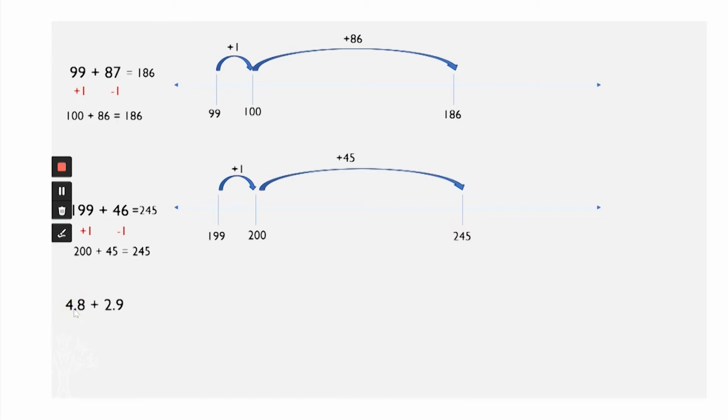Now I'm wondering, is this going to work with decimals? So try that out with 4 and 8/10 plus 2 and 9/10. Go ahead.